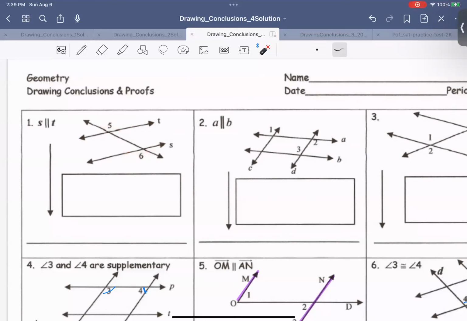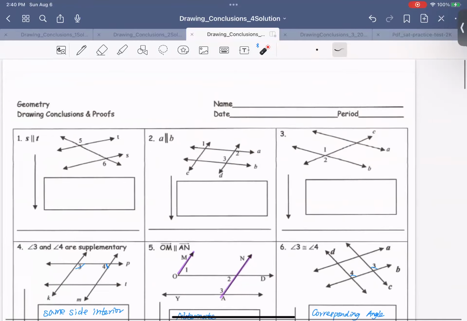And then how about this one? A parallel to B, what do we say? Oh, alternate interior. So you will say angle 2 is congruent to angle 3, correct? Yeah, and you want to give the conclusion also, okay?